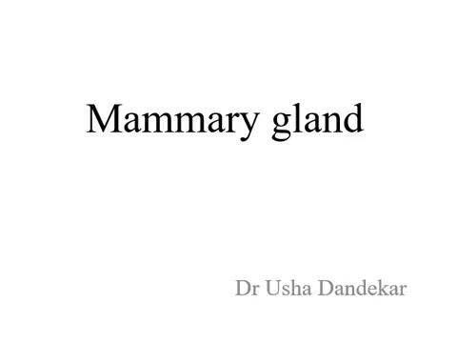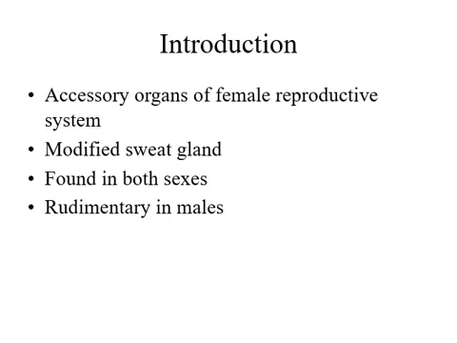The next topic is the mammary gland. The mammary gland is an accessory organ of female reproductive system. It is a modified sweat gland, and it is found in both sexes, but it is well developed in females but rudimentary in males.